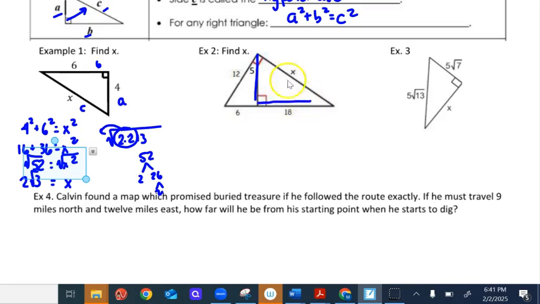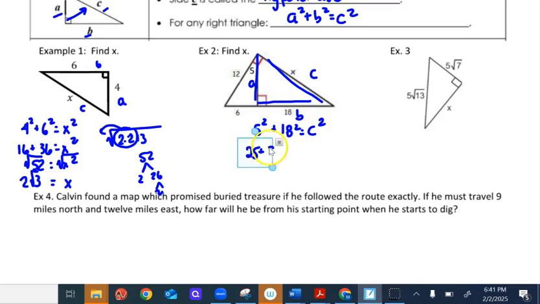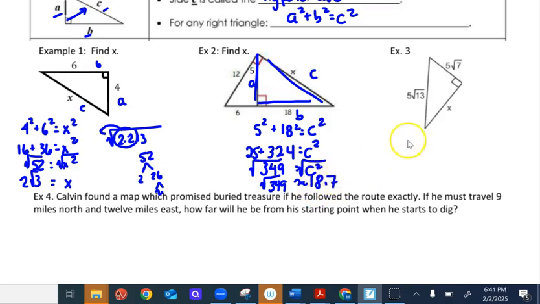In this case right here, we have a right triangle where the sides are 5 squared, A, B, and C, plus the 18 squared will give us the C squared. Now 349 happens to be a prime number, so you would either leave it like this, or if you needed a decimal approximation for any reason, it would be approximately 18.7.